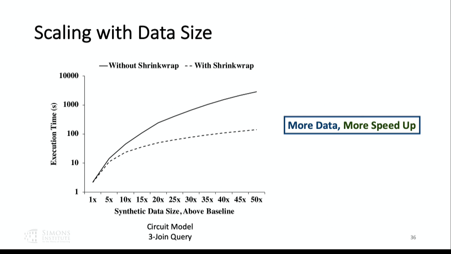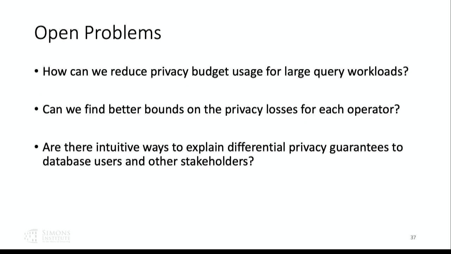And there's a couple of open problems that we're still working through with our partners. One is how can we reduce privacy budget usage for large query workloads? There's a little bit of work, right, with HDMM and things where you can combine all your workloads and minimize the amount of privacy budget that you're using. But we feel like there's probably some better ways to do that.